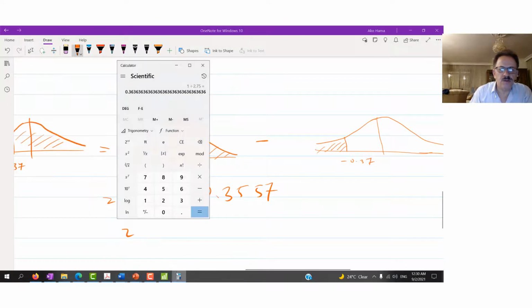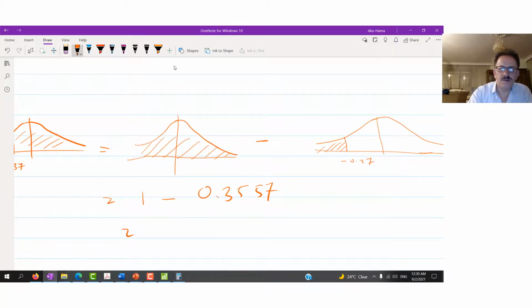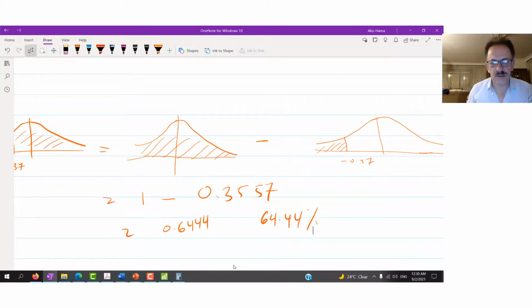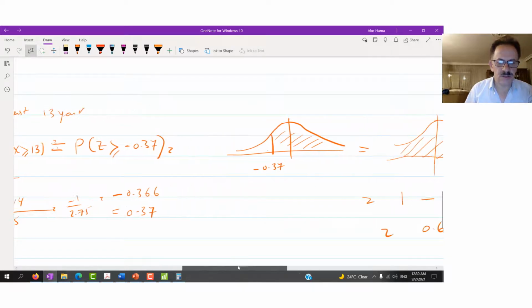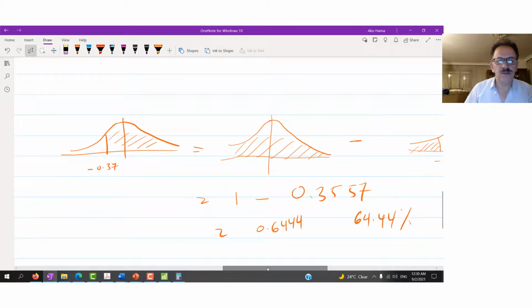So 1 minus 0.3557 is equal to 0.6444, so the area is equal to 0.6444. So this means there is a 64.44% probability that the engineer had more than 13 years of experience.